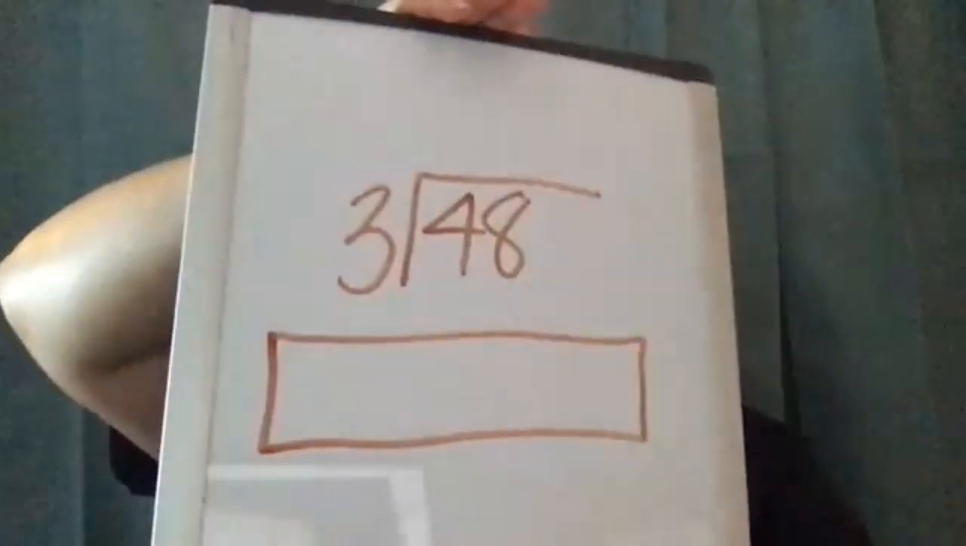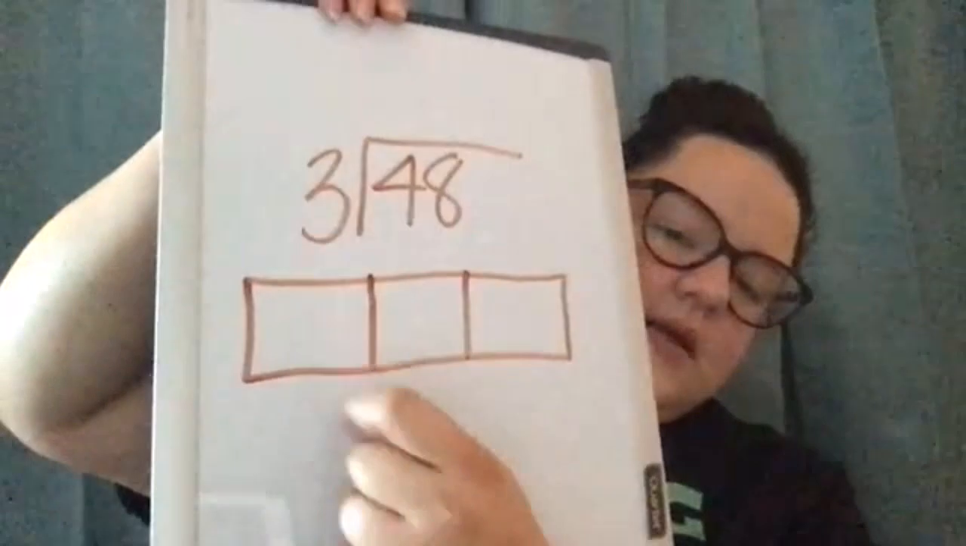So here is our division problem in standard form. But like I said, we are going to use a strip diagram. So you're going to start by creating a rectangle. Here's my rectangle. We're dividing by 3, so we're going to create 3 equal parts. So you're going to cut it into thirds. I have my rectangle and I cut it into 3 equal parts.